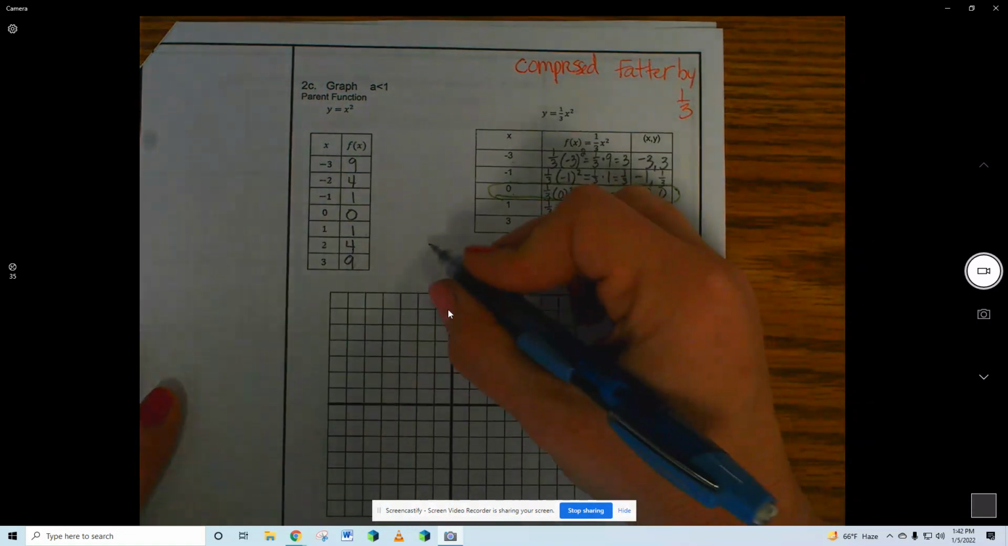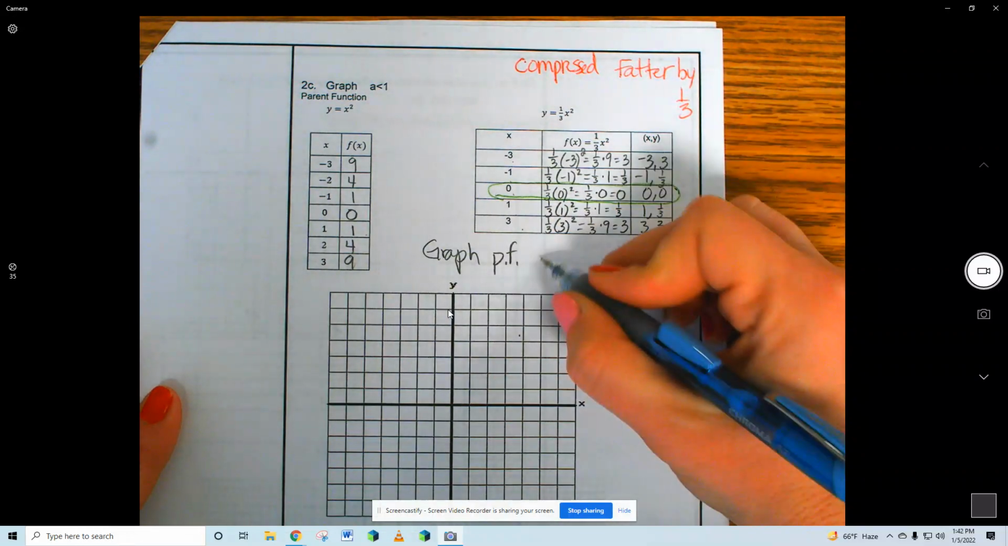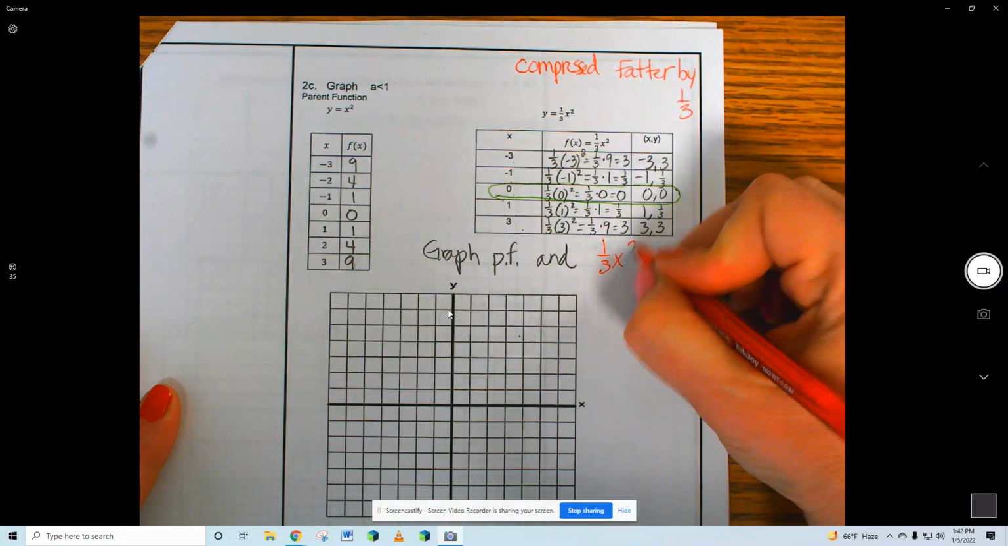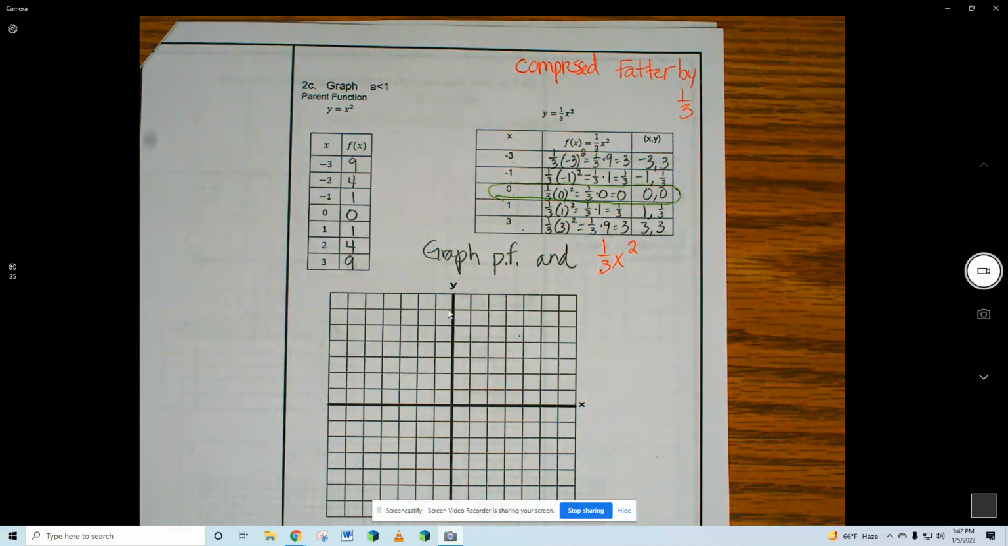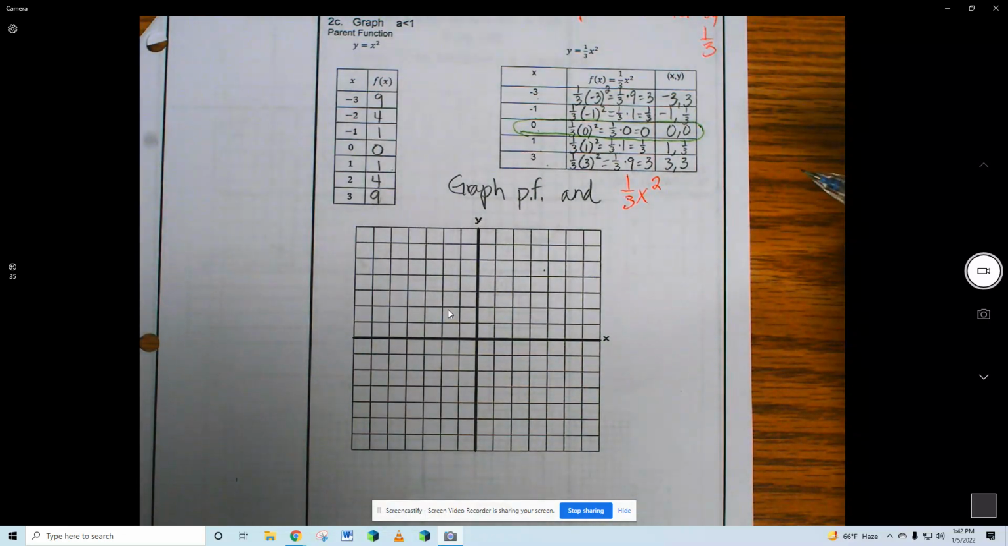So we need to graph the PF, parent function, and my 1/3 x squared, on the same graph. And this is what you're doing for each problem for homework as well. So, at your own pace, graph both of them. It's better if you do it in a different color. If you have two colors of writing utensil, you know. I'm going to graph the parent function first.